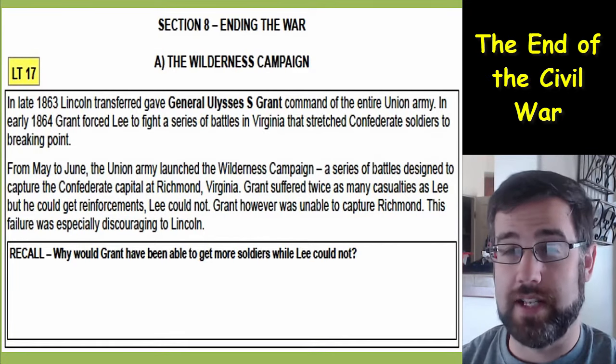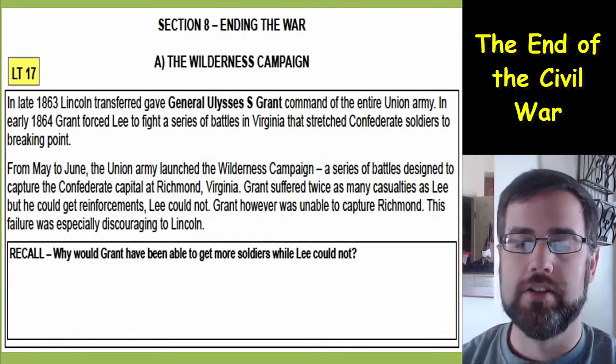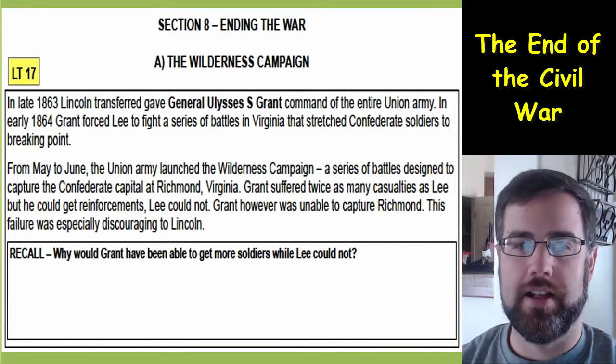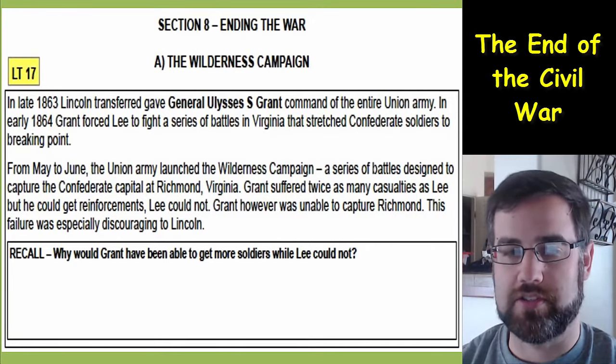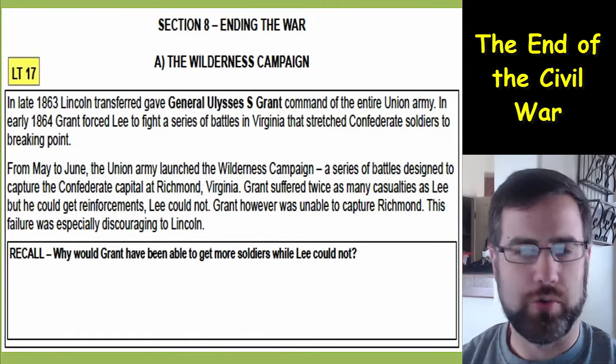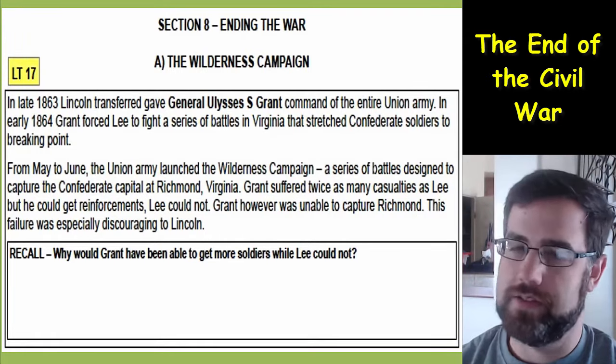Grant suffered twice as many casualties as Lee, but he could get reinforcements while Lee could not. Grant, however, was not able to capture Richmond, Virginia. This failure was especially discouraging to Lincoln. So think about here, why would Grant have been able to get more soldiers while Lee could not? Think back to the strengths and weaknesses of the North and South at the beginning of the war to answer that question.